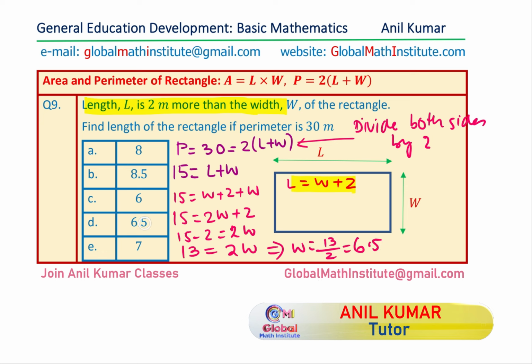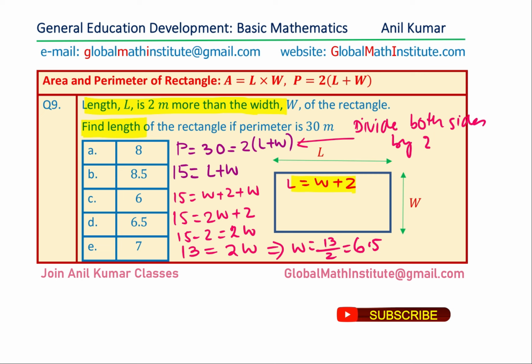But see, 6.5 will be wrong. What do we need to find? Find length. So we have to find the length. Length is longer than the width by 2, and therefore the length has to be 8.5. Does it make sense to you? So this means that length is 6.5 plus 2, which is equal to 8.5. So we get length as 8.5 as our answer.